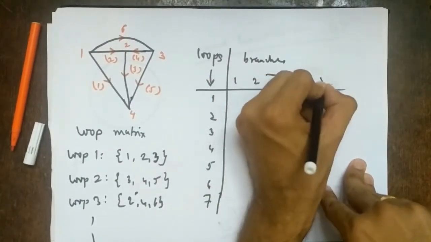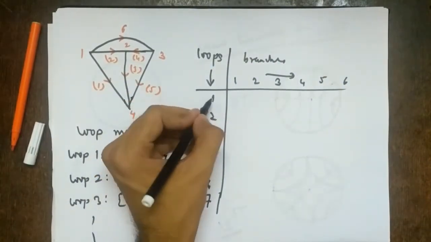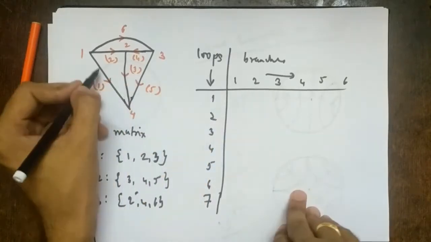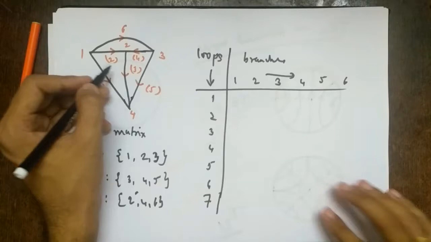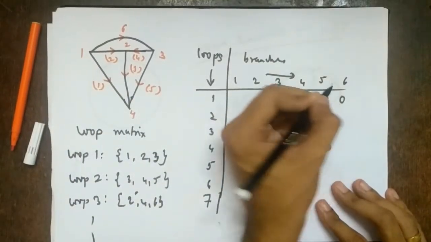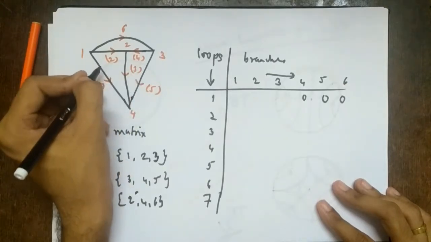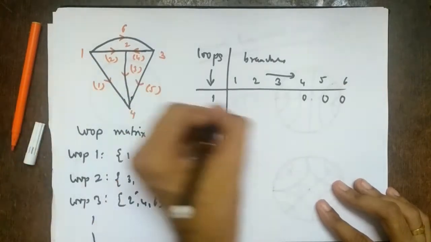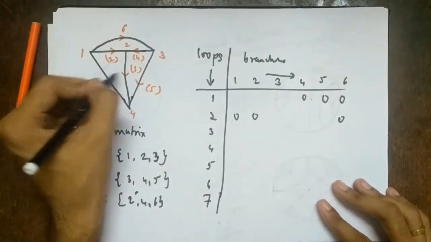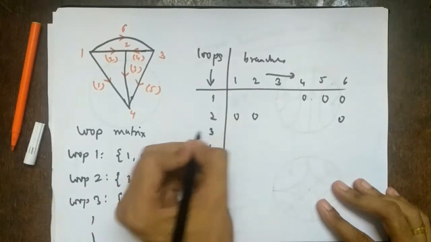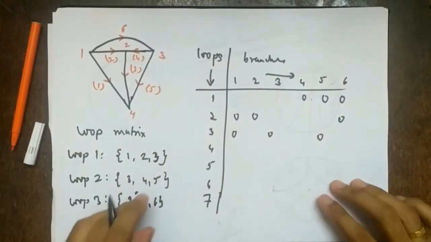So that also you have to write. I forgot, right? So branch j is not in loop i. So loop 1. Which branches are not in loop 1? 1, 2, 3 are there. So 4, 5, 6 are not there, right? So 4, 5, 6 should be 0 directly, right? Similarly for loop 2, 3, 4, 5 are there. So 1, 2, 6 should be 0. Then for loop 3, 1, 3, 5 should be 0. Right?